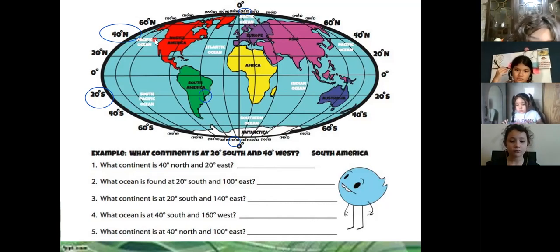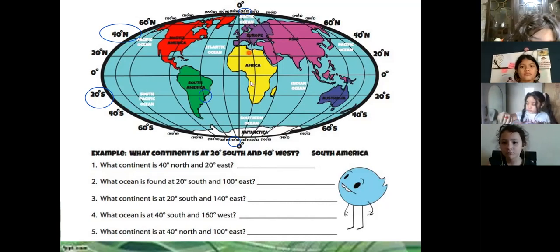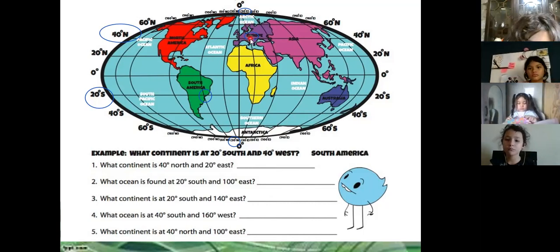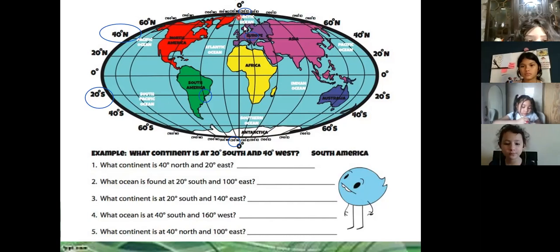Now we check the line. This is 40 north and 20 east. Europe. It's Europe, that's right. So here is where it makes a match. What we're looking for is the 40 north, the line that comes from 40 north, and the one that comes from 20 east. They make a match in Europe, right here. You see, 40 north and 20 east, it's in Europe. So the continent that we find is Europe, right?